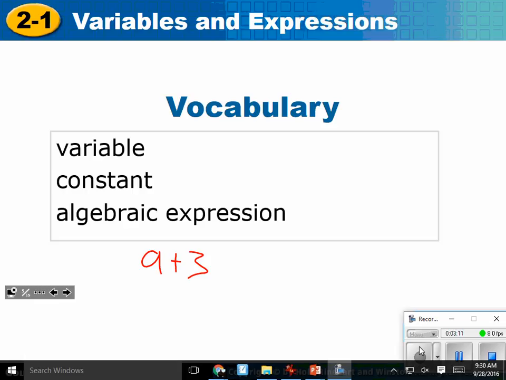Now, we can change this. This letter represents a number. We could say A equals 7. If we said A equals 7, then we'd have 7 plus 3, which equals 10. Now, what if we told you that A is 15? Then we'd plug 15 in here. 15 plus 3 equals 18. You see, the letter is changing. This letter just represents a number, and it could be any number. That's what is known as variable.